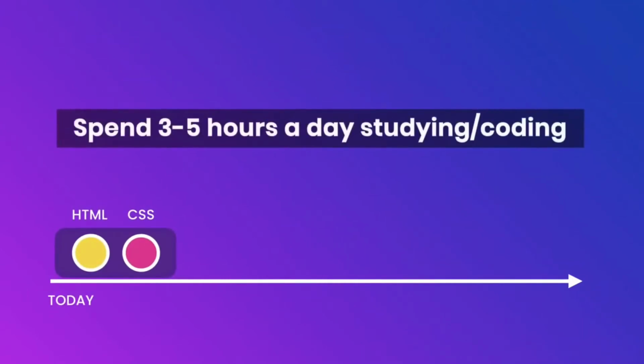So your front-end development journey starts with HTML and CSS. I would say if you spend 3 to 5 hours every day studying and coding, you should be able to have a reasonable understanding of these 2 languages in about a month or a month and a half. Once you learn these languages, then you need to learn JavaScript. I have a separate series for learning JavaScript. So after finishing this series, you may want to enroll in that series.